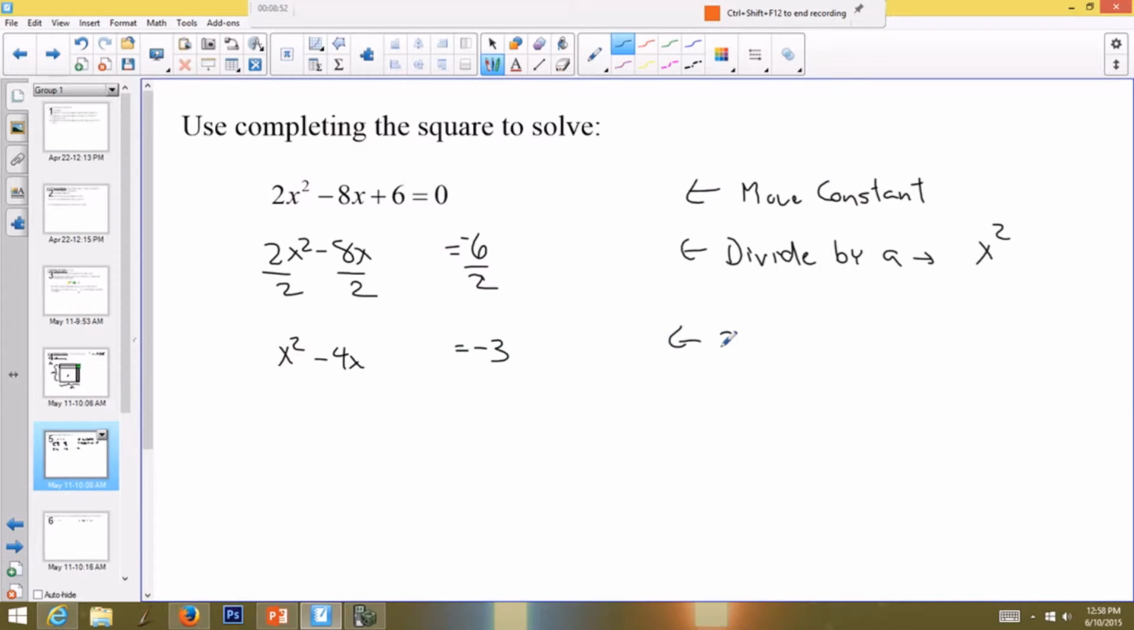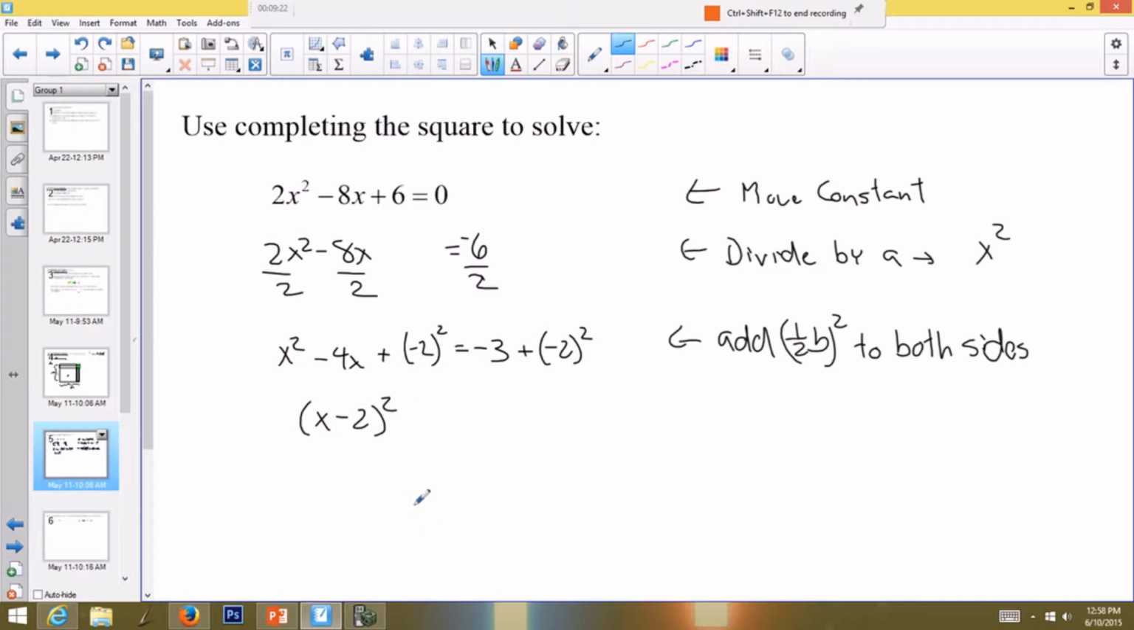And then I'm going to add 1/2 of b squared to both sides. So half of b, so b is -4, half of that is -2, so I'm going to add -2 squared to both sides, and let's rewrite that, make it look a little nicer. And so this is now the perfect square binomial x minus 2 quantity squared. I have -3, and -2 squared is +4, -3 and 4 is 1. I'm going to take the square root.